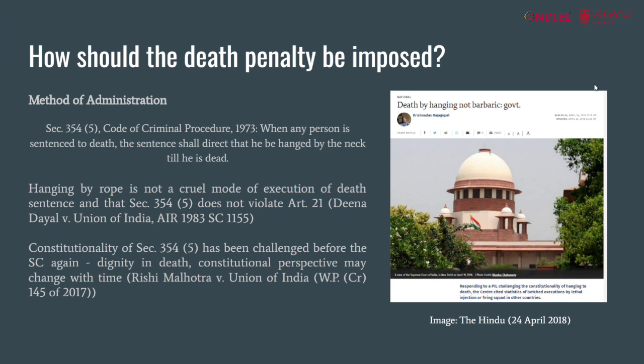So if you are unable to satisfy the court that yours is not the rarest of rare case, and you are sentenced to death, then the second method of challenge might be to try to show that the current method of administration of the death penalty is one that violates Article 21. That is, it is too cruel. What is the current method? Section 354 of the Code of Criminal Procedure provides that a person may be hanged by the neck till he is dead. So it's death by hanging that is the preferred method for the administration of the death penalty.